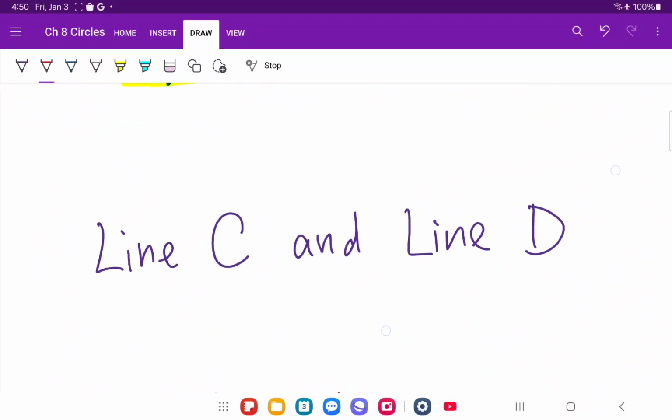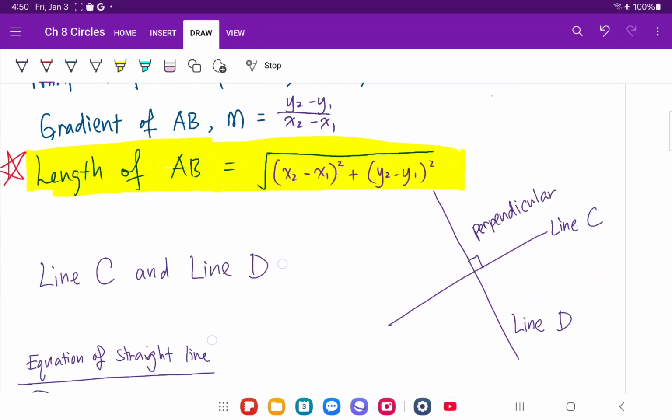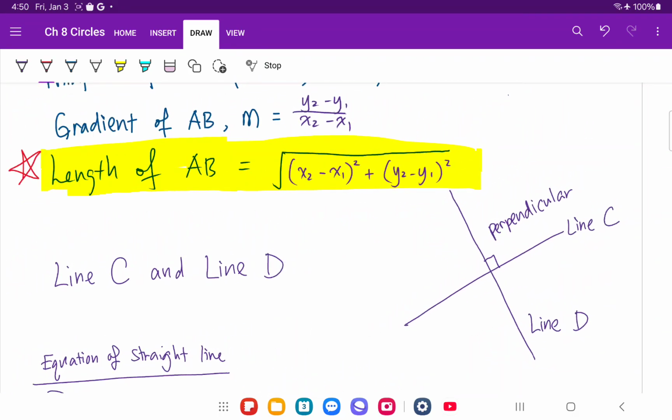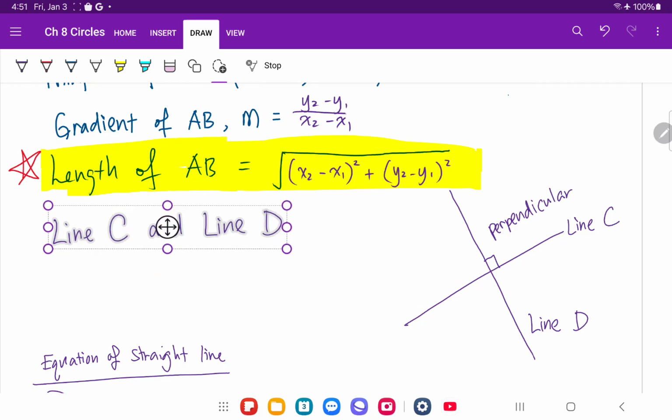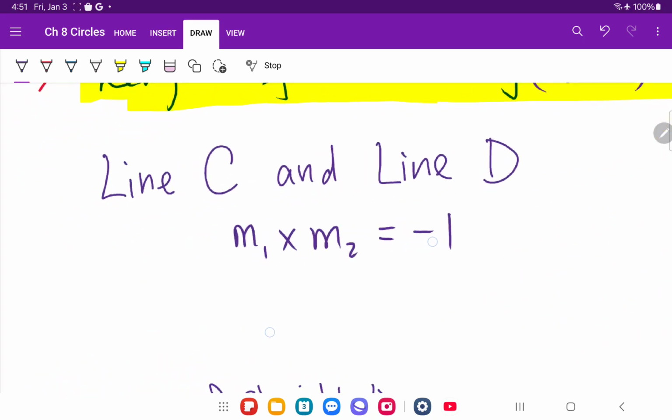Now, let's say I give you two lines, line C and line D, and I draw them out. And I mention that lines C and D are perpendicular. What do I know about their gradients? For perpendicular lines, this was one of the chapters in eMath in Sec 3. Please recall that when you have perpendicular lines, their gradients m1 times m2 must be equal to -1. This one you need to recall. Very important for the rest of this chapter.